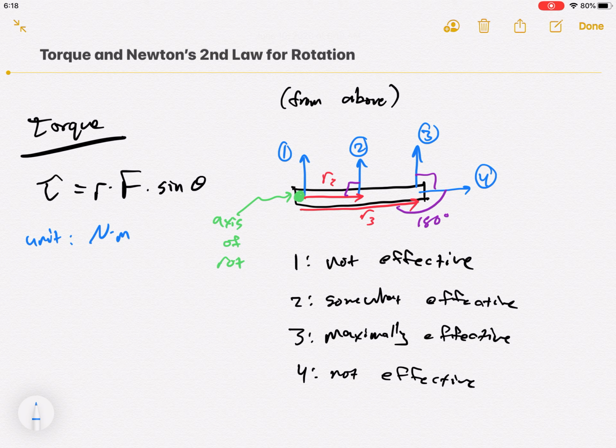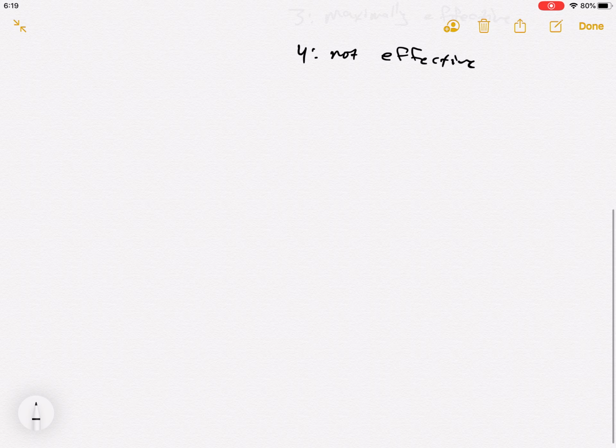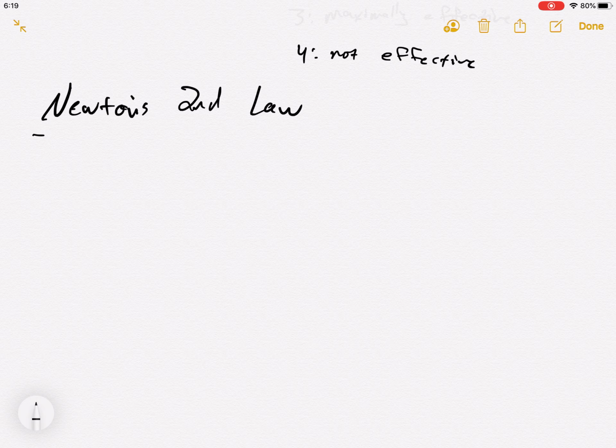Okay, great. So a torque is a rotational force, but again, it's not exactly a force because it is a force times a distance. So it's a torque. Okay. How does that modify Newton's second law? Well, let's think about that. Newton's second law is F equals ma.